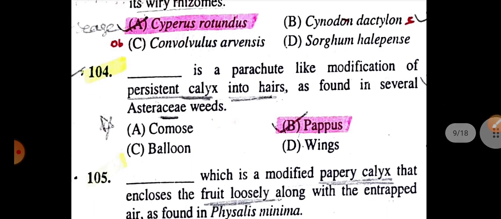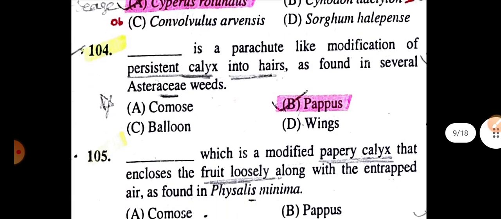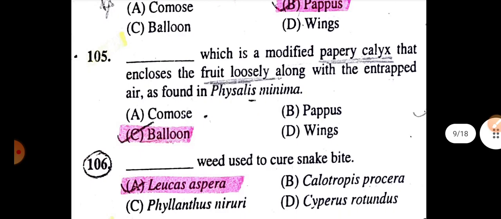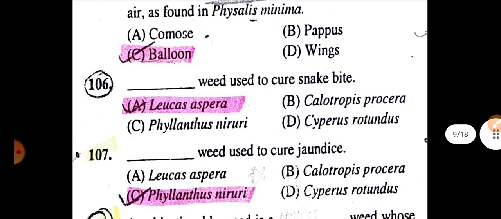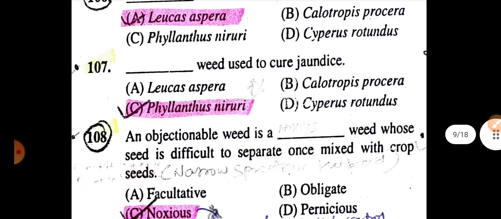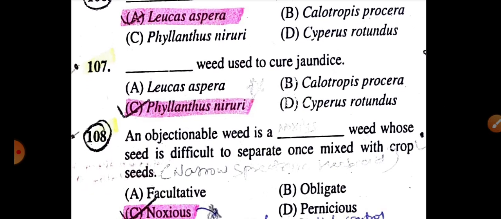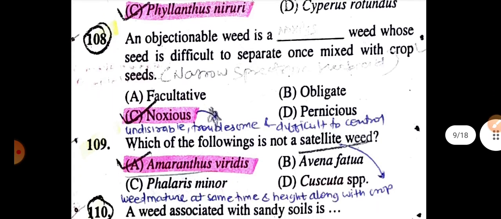Pappus is a modification of persistent calyx into hair, as found in several Asteraceae weeds. Balloon is a modified papery calyx that encloses the fruit loosely along with an air cap, found in Physalis minima. Achyranthes aspera is a weed used to cure snake bite. Phyllanthus niruri is a weed used to cure jaundice. An objectionable weed is a noxious weed, though seed is difficult to separate when mixed with crop seed.